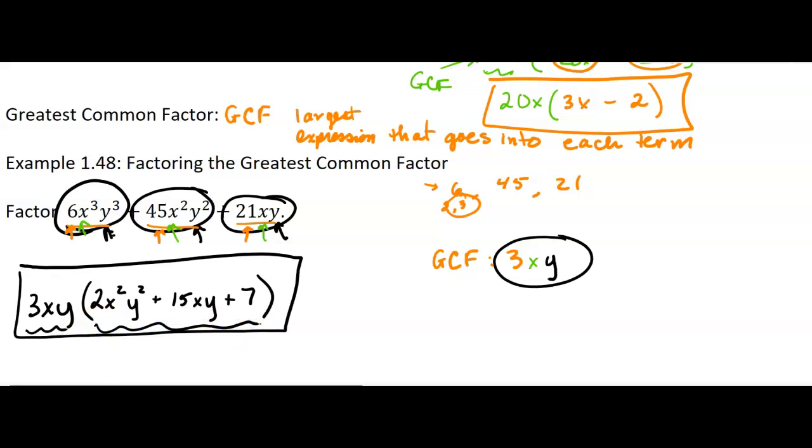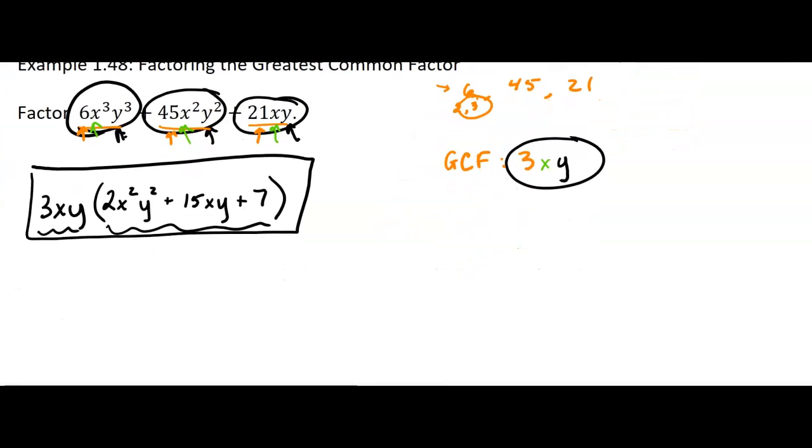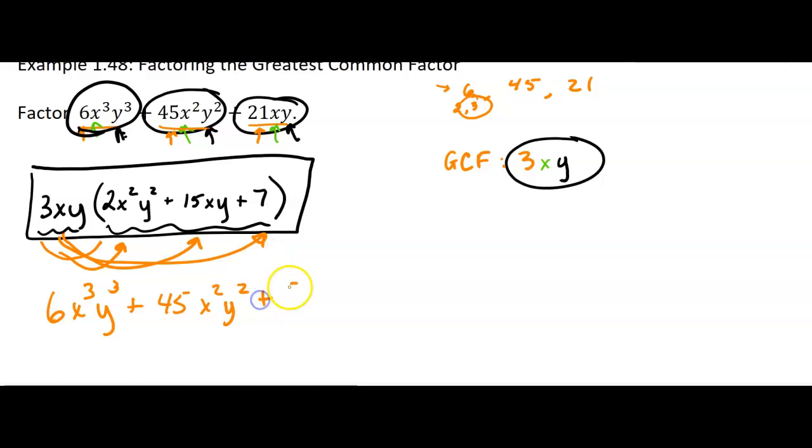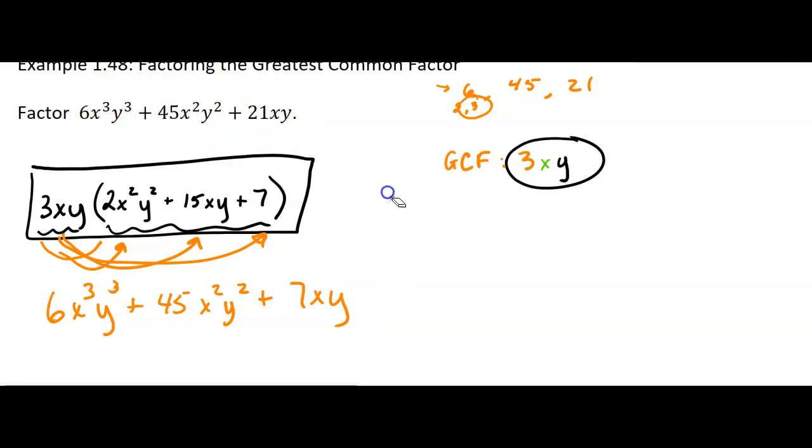Now one of the great things about factoring is, well, we use it for lots of things, but you can always check it by distributing. So if I multiply that in, do I get 6x cubed y cubed, right? Think about the multiplying. And then if I take 3xy times 15xy, I'd get 45x squared y squared. And then if I took 3xy times 7, I'd have 7xy. And sure enough, if I erase all this, that's what we had at the beginning. Oops. That's what we had at the beginning. Okay?